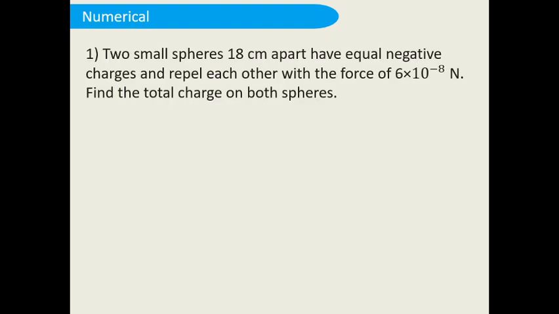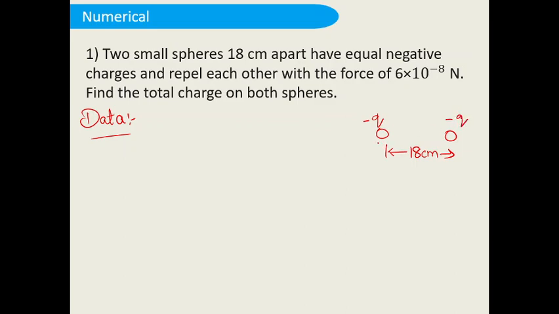So starting with the first question: two small spheres, 18 centimeter apart, have equal negative charges. So what is the data given? There are two small spheres. Suppose this is sphere 1, this is sphere 2. They are separated by a distance of 18 centimeter and they have equal negative charges. Suppose this is minus q, this is again minus q.